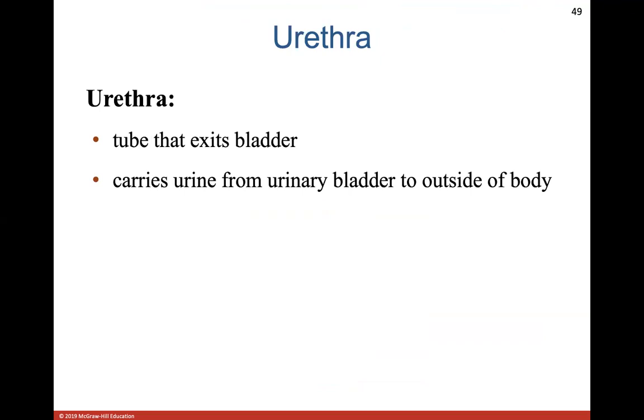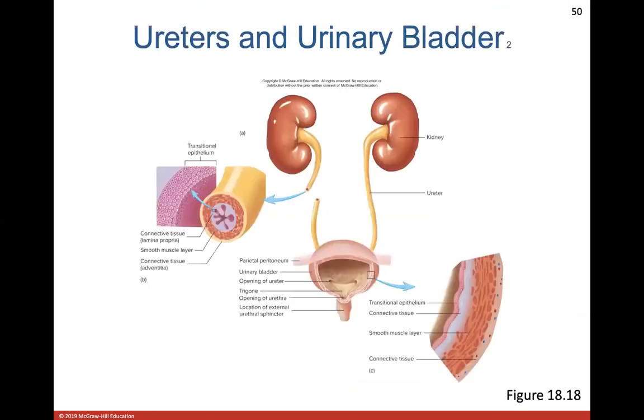And then the urethra is the tube that exits the bladder and carries urine from the urinary bladder to the outside of the body. So here's just a look. Sometimes students get ureters and urethra confused. So if you could remember that you have two ureters connecting the kidneys to the bladder and then one urethra.